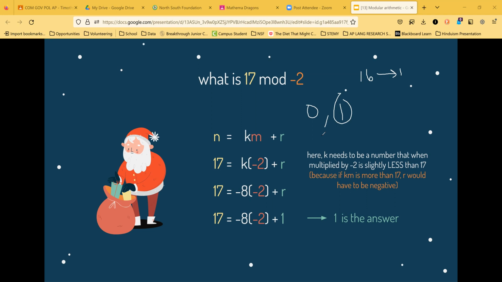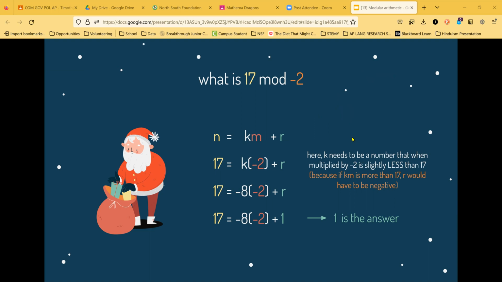But it cannot be the absolute value of the modulus. It has to be less than that, right? So yeah, it's not going to be negative in any case where it's asking you a question in the form like, what is 17 mod -2? It's not going to be negative in that case.